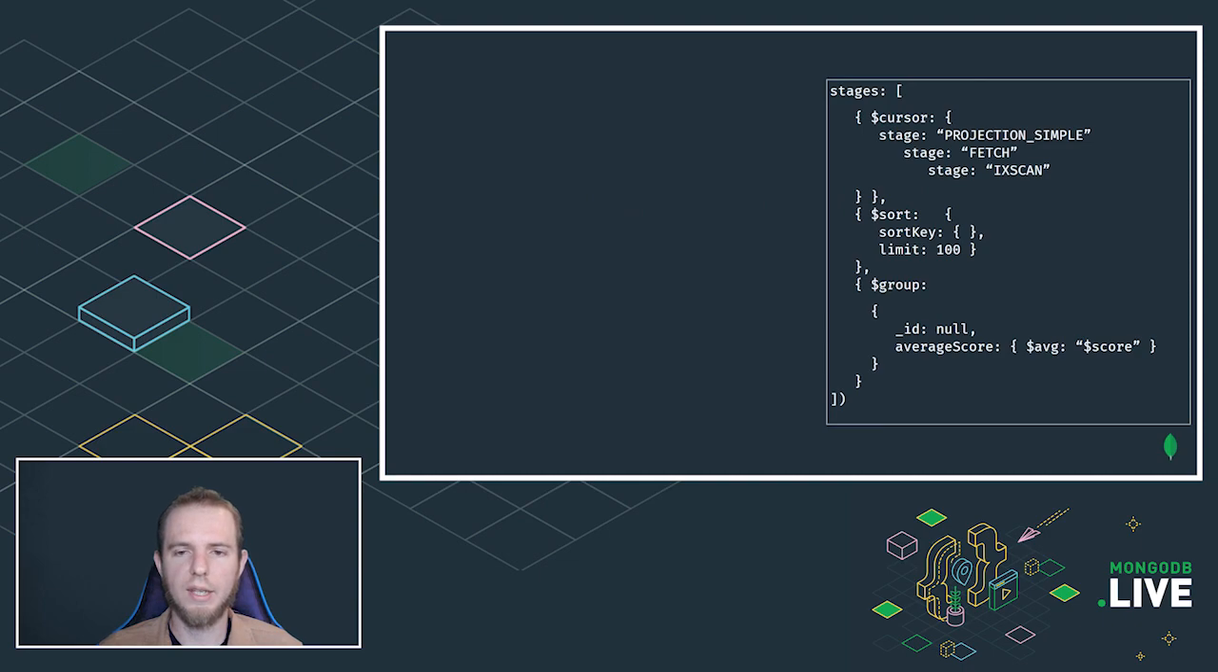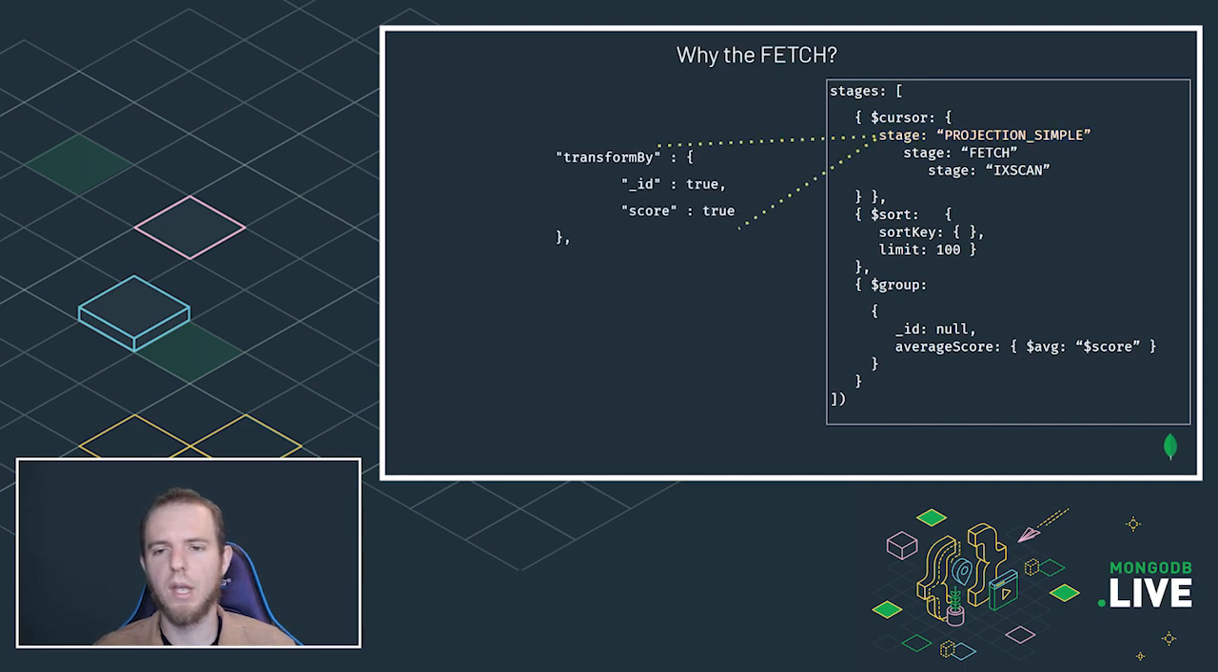So again, here is the output from our explain plan that we were just looking at. And the first question that sort of comes to mind is, why the fetch in Queryland, right? So if we take a look, we do have a stage from that execution where we see the projection is happening because we've requested only a specific score field.